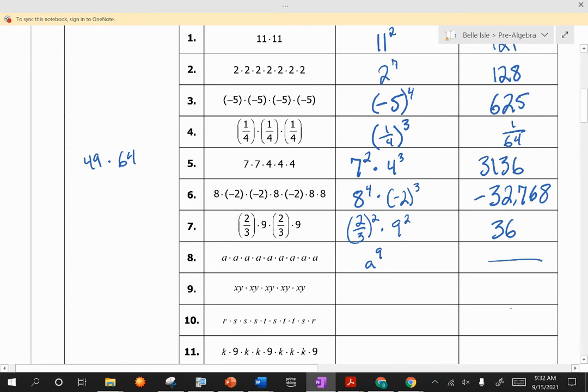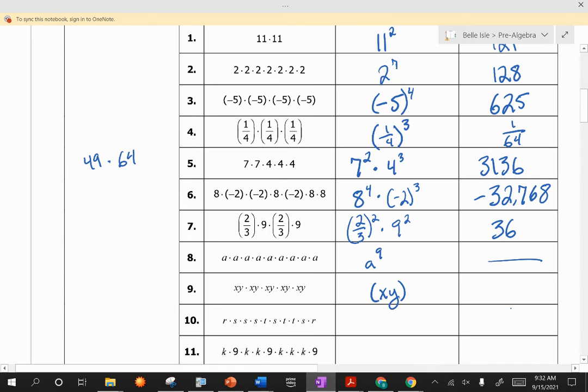Okay, so we've got number 9. We've got xy times itself. How many times? 5. So what do we think is important right here, since we're working with two different variables that are obviously being multiplied together? How are we going to write this in exponential form? What's important to put in?